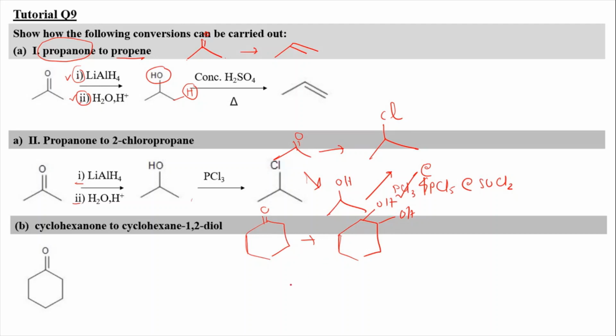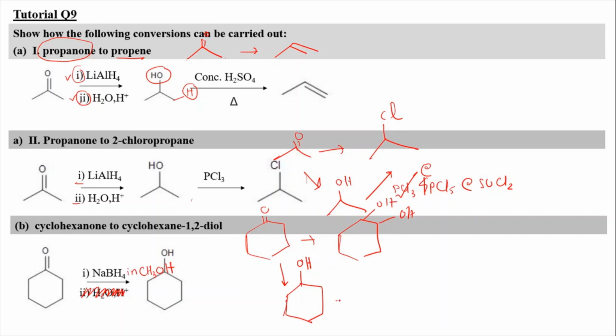So what I can do is undergo reduction. Okay, if I go with reduction, I will get my alcohol. So maybe I will use a different reducing agent here, which is NaBH4. Okay, and then this one needs to be in methanol, CH3OH. So what I'm going to get is my alcohol here.